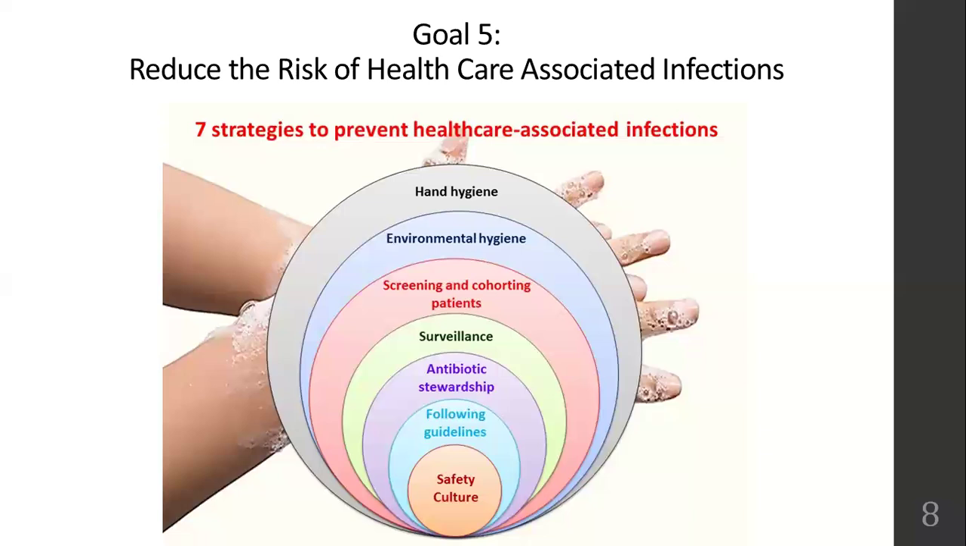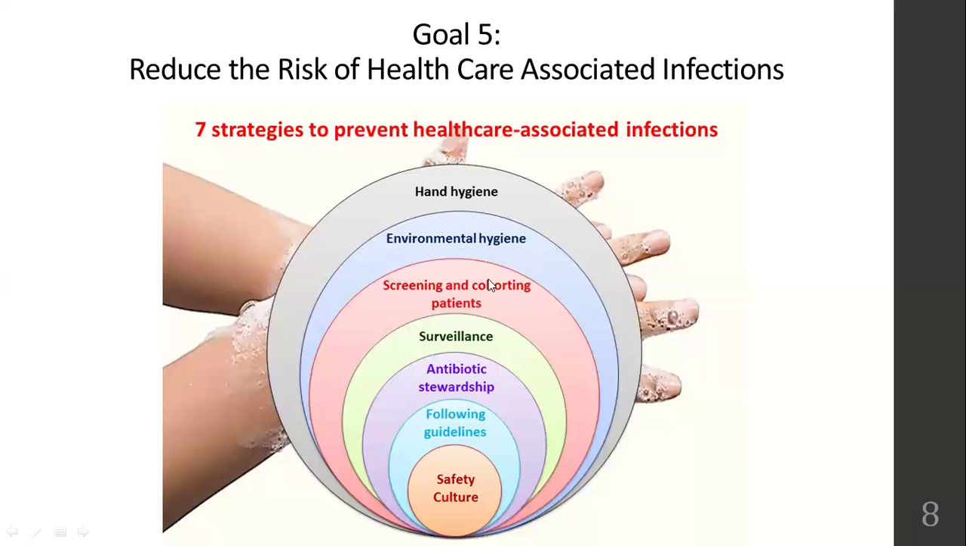Everything starts with something that is very simple but very important, that is hand hygiene. These are the 7 main strategies to prevent healthcare associated infection. Hand hygiene has the biggest impact, so hand hygiene is the biggest circle here. The second is environmental hygiene. Your personal protective equipment and cleanliness of the environment, everything comes under environmental hygiene.